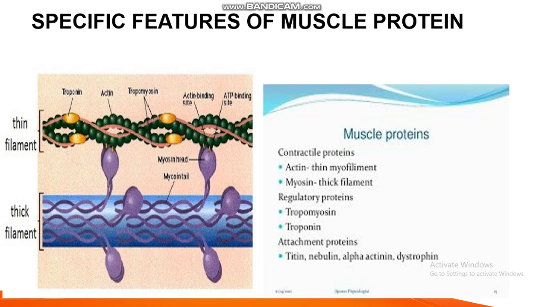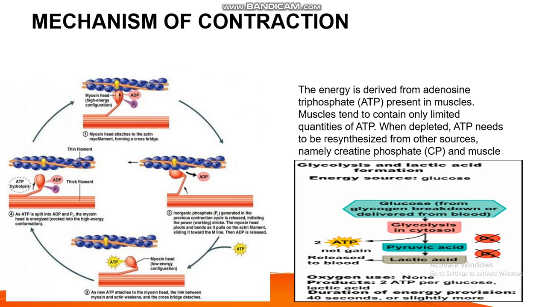Tropomyosin, at the resting stage of the muscle fiber, wraps around the actin myofilament and prevents the head of myosin from attaching to the actin, thereby preventing contraction from occurring at rest. The attachment proteins can be nebulin, titin, alpha-actinin and dystrophin.